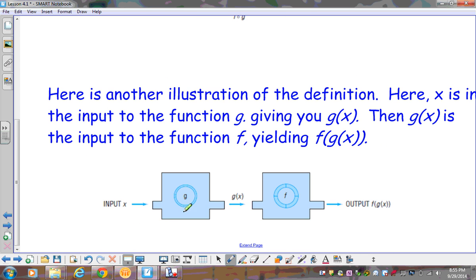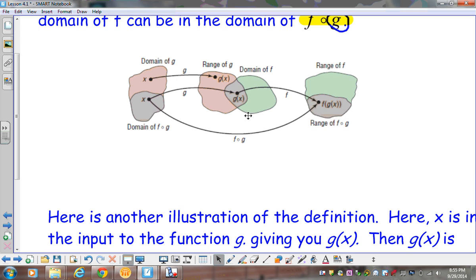Another way of looking at it is down here. I think this one's a little bit easier to understand than this mapping one here.